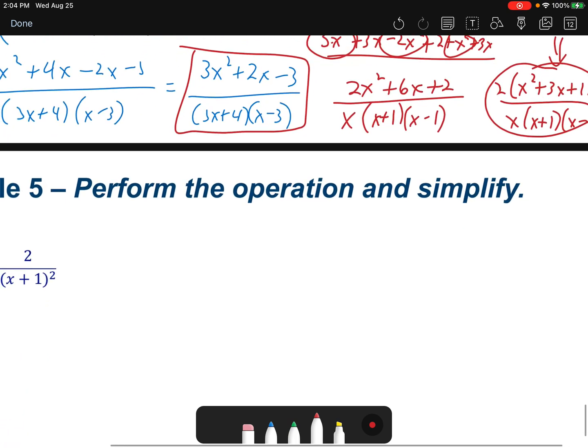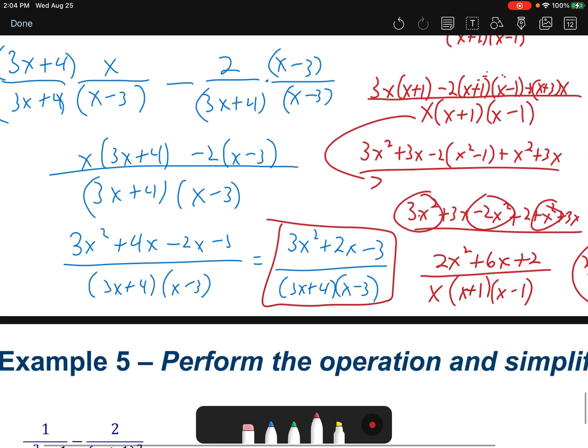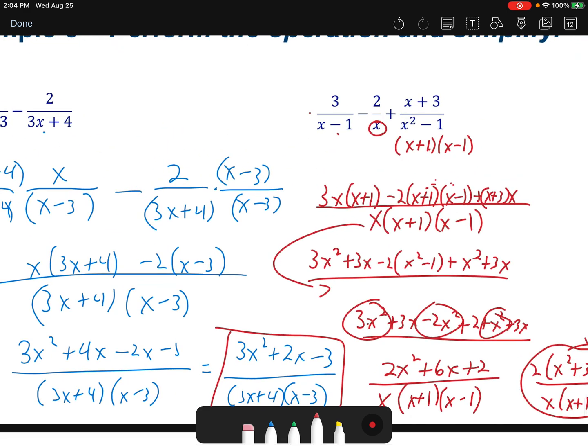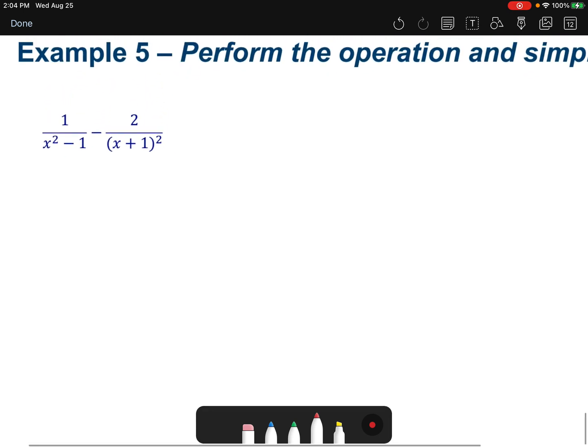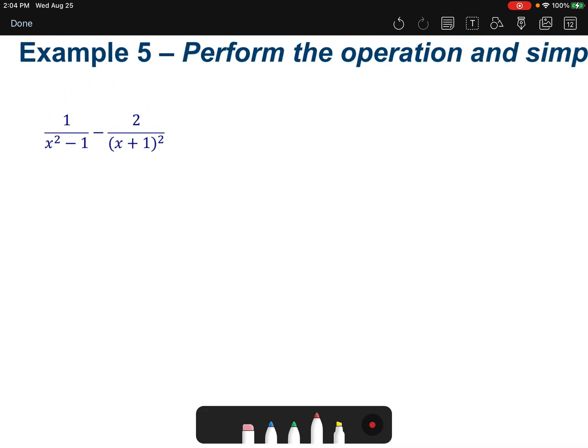Whew, that's a lot of work. That's a lot of work. So you might want to replay that and see how we did that. The last one here, again, we're looking for common denominators, but we probably should factor these first.